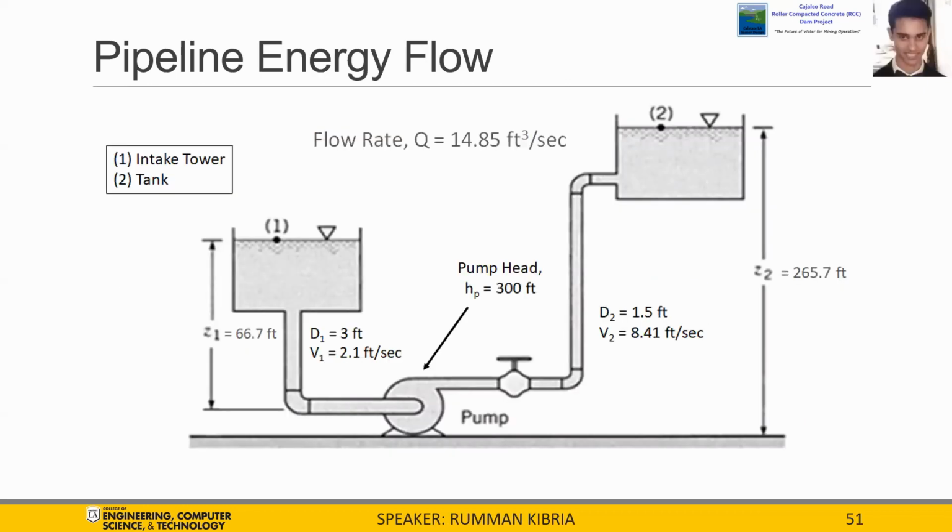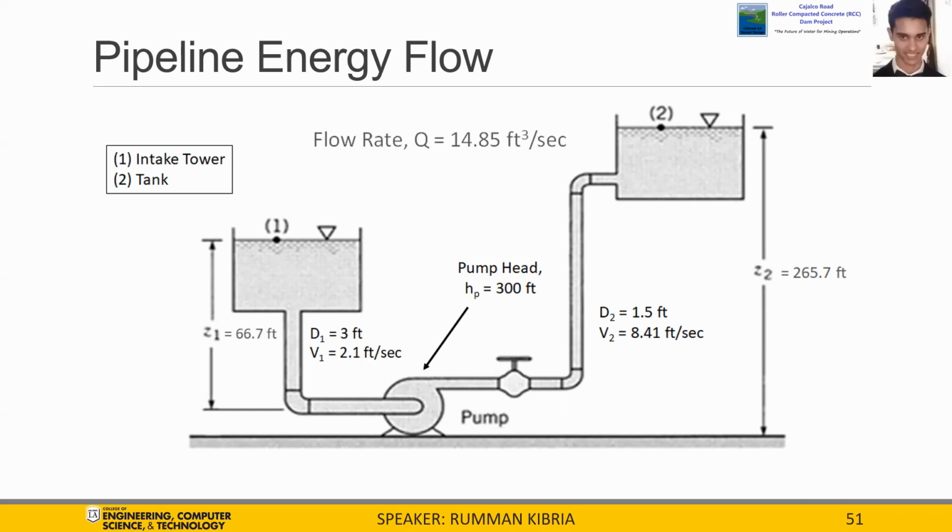In this slide, we will discuss the energy flow of the pipeline system. Based on the client's daily water demand and firefighting requirements, which will be covered in further detail in upcoming slides, a constant water flow rate of 14.85 cubic feet per second was determined and applied throughout the pipeline system. As shown, each of the 2 pipelines represents a different diameter and velocity, while maintaining the constant flow rate.